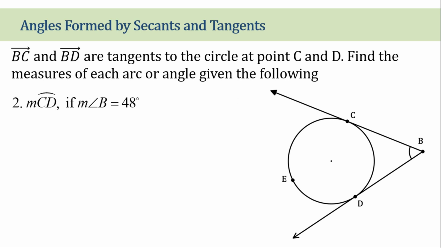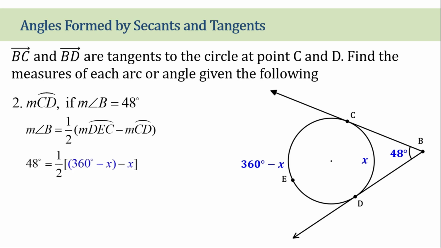Now let's find arc CD. So we know that angle B is 48. If we don't know the measure of arc CD, let's just put a value of x in there. Now we need the measurement of this. A while ago, I told you that the whole circle measures 360 degrees. So therefore, this must be 360 minus the measurement of this, which is x. So this would be our given.